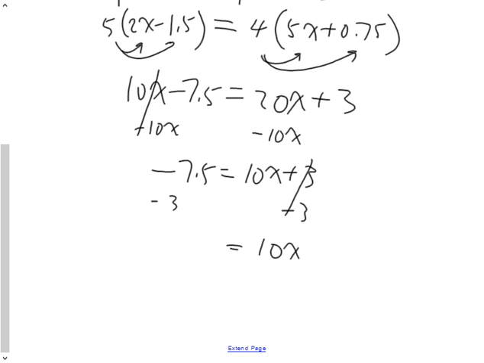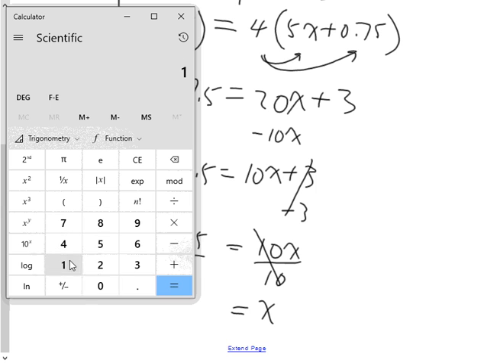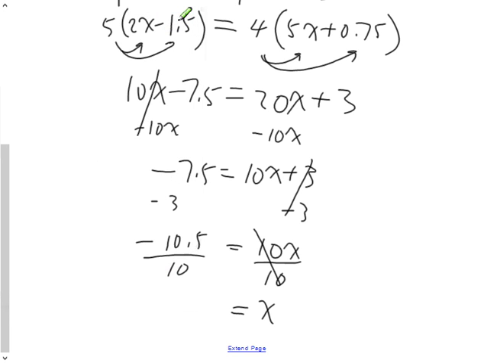And 10x will equal 10.5 negatives, I think is where we're at right now. Divide both sides by 10. Well, maybe not. Maybe we're okay. X equals, if I take my calculator, 10.5 divided by 10 equals 1.05 negatives. And that's our answer for x. Okay, that's solving for x.